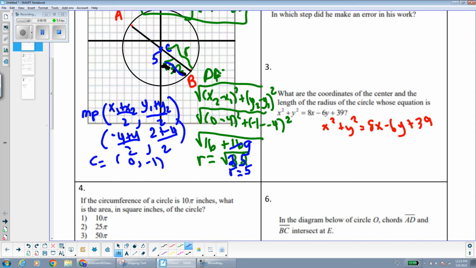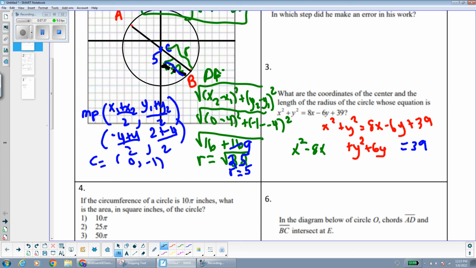First thing I want to do is group the x terms together, group the y terms together, and put the constant by itself on one side of the equal sign. So let me group the x terms together. We have x squared, and on the right side of the equal sign, there's an 8x. If I move it over to the left, that will be a minus 8x. Then I see a y squared, and there's also a negative 6y on the right. If I move it over to the left to be with the other y term, that would be a positive 6y, and that is equal to 39, which stays on the right side of the equal sign.